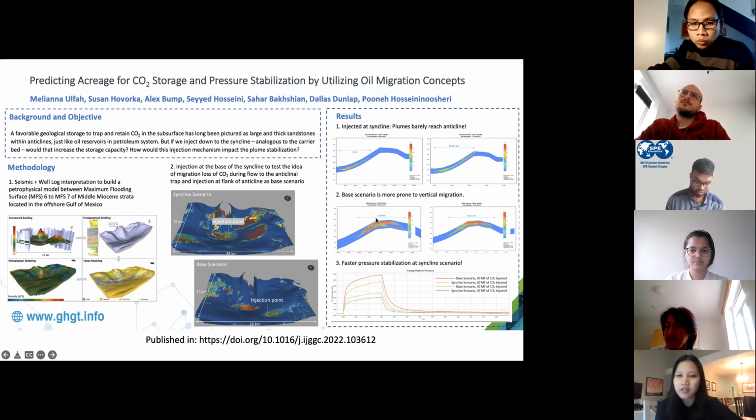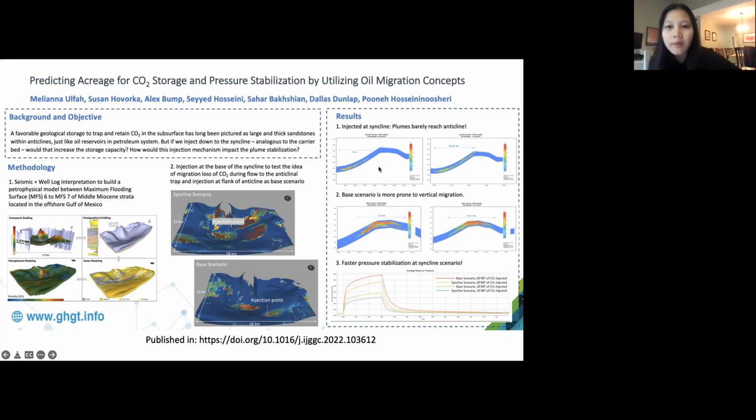Between the two of them, this is the 60 million tons of CO2. We inject the same amount of CO2, same geologic model, just different placement of the well. From the simulation results and my fluid flow analysis, when you're injecting the CO2 into a structure that resembles a carrier bed, the CO2 cannot move as fast as when you're injecting the CO2 into a homogeneous reservoir.